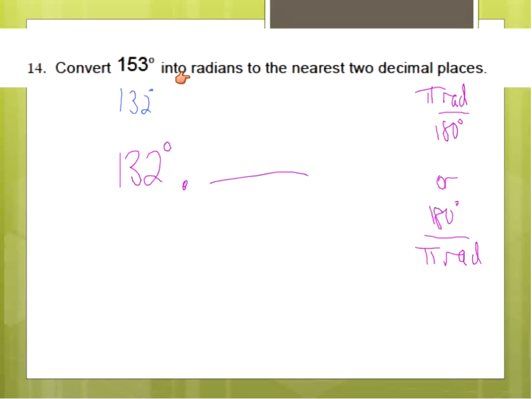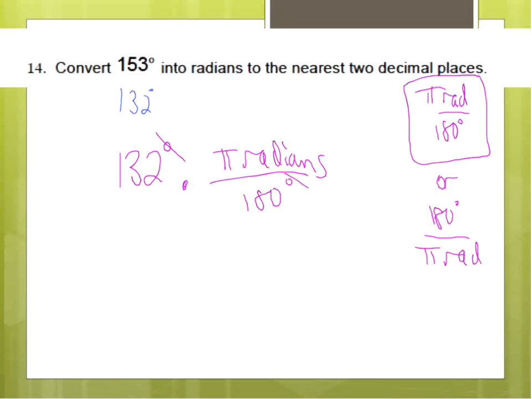Because I'm trying to get it into radians. So if degrees are on top, degrees would need to be on the bottom. So the appropriate fraction for this case would be pi radians divided by 180 degrees. So the degrees cross out with the degrees, which is really nice. And 132 divided by 180 gives me 0.73 pi radians.